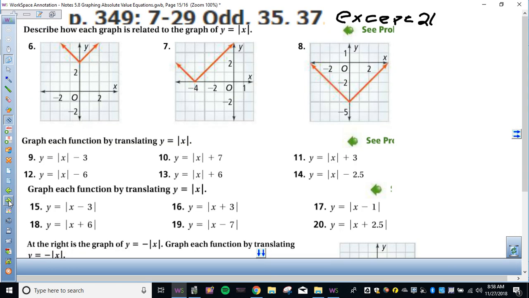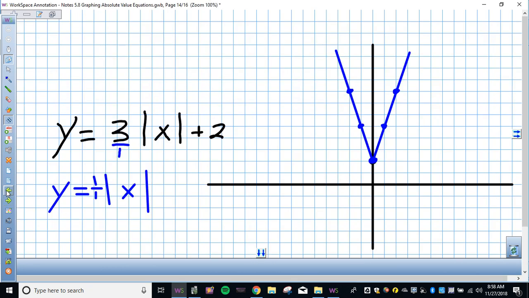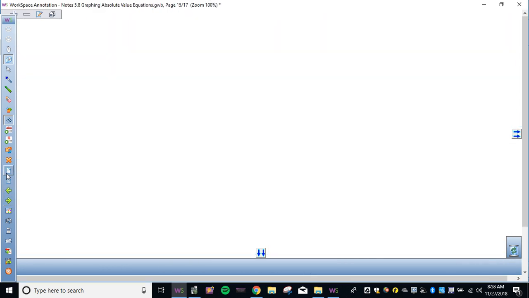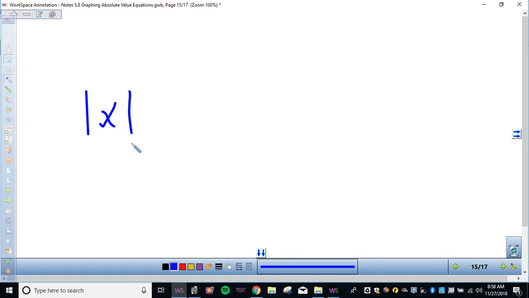Okay, that's it. That's your homework. So graphing absolute value functions. Let's have a quick little recap, though. How do you know if it's up or down? Plus or minus after it. How do you know if it's left or right? Plus or minus inside of the absolute value bars. To reflect it, you just put a negative in front of the absolute value.